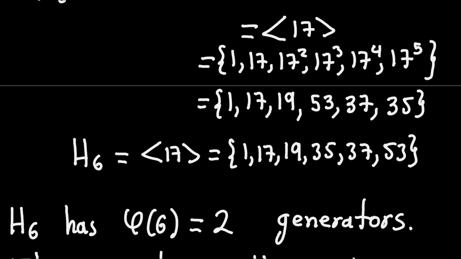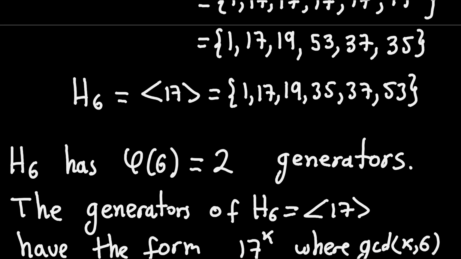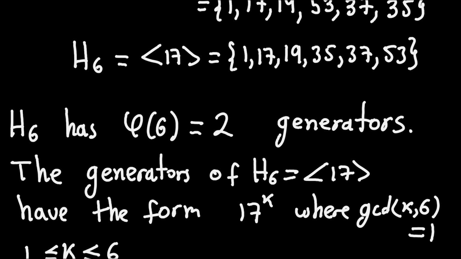Now, I can know how many generators I have because I have the theorem that tells me how many elements of each order. All the elements of order 6 will be generators for this group. So H6 will have phi of 6 generators. That means I have to compute this, and if you actually do the computation, just express the number 6 as the product of 3 and 2 and use properties of this Euler function, you get 2 here. So that basically says we have 2 generators here.